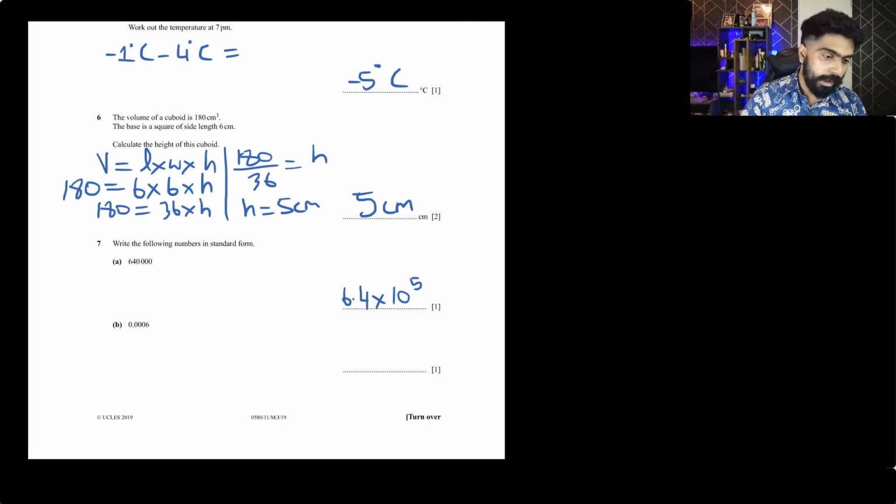Now in this one, what do we have? We have 4 decimal places and the number is going right hand side of the decimal. So we would have 6 multiplied with 10 to the power of 1, 2, 3, 4, which is -4. All right, guys, 6 times 10 to the power of -4.